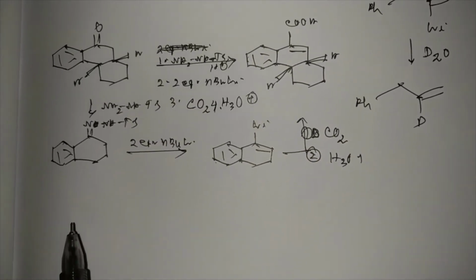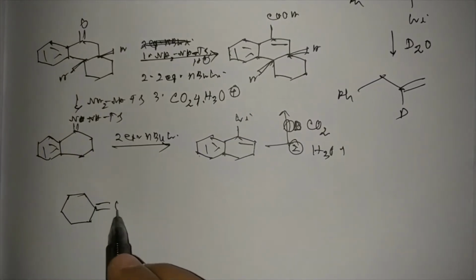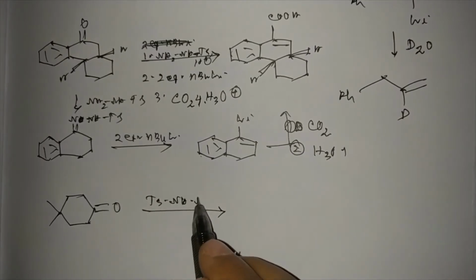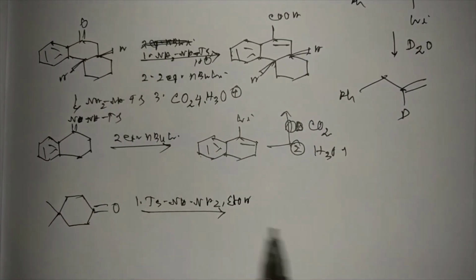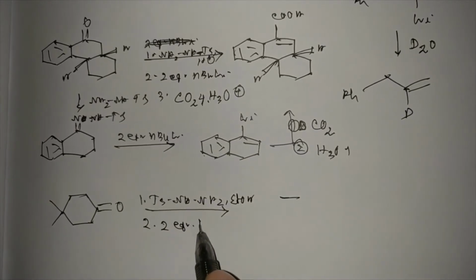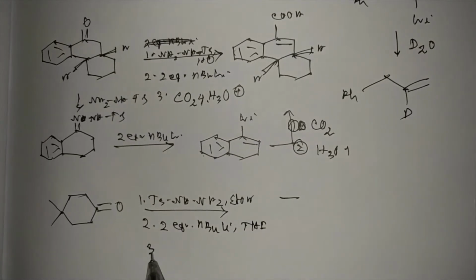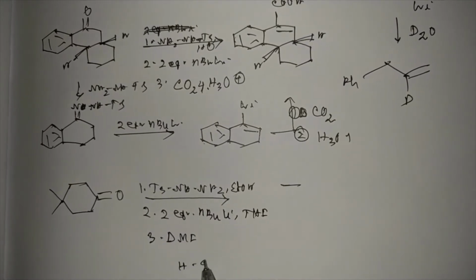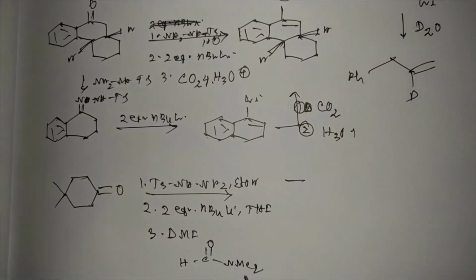Another reaction that came in UGC-CSIR-NET: this ketone is treated with TsNH2 in EtOH, then 2 equivalents of n-butyl lithium in THF, then DMF, that is dimethylformamide, HCONMe2. This is dimethylformamide.